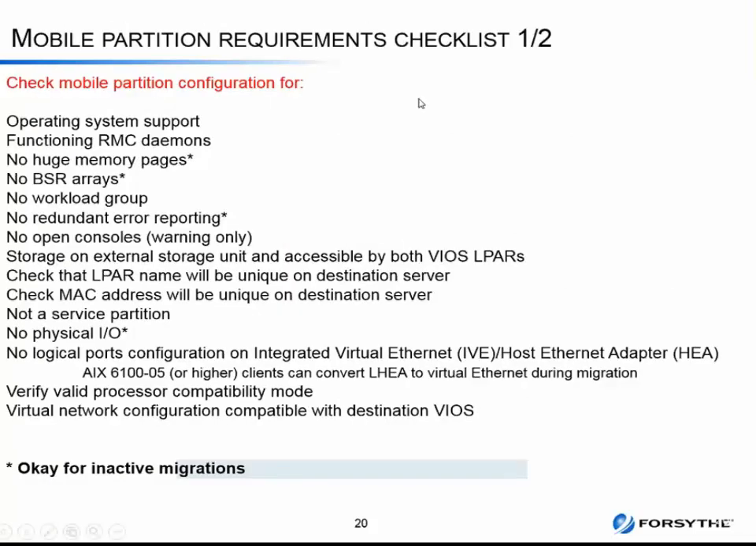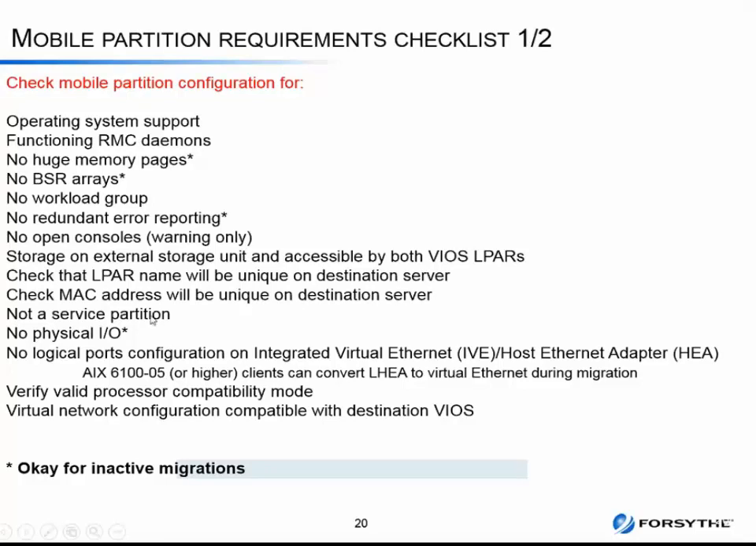For the actual partition that's being moved, there's a whole bunch of things to check, and you'll check these in the actual configuration. Obviously, the operating system level, whether you've got RMC daemons. The things that I have asterisks by, the huge memory pages, etc., you cannot use active migration for LPARs with these. However, you can do an inactive migration. So if you have these and you're using them, which I've never seen them used, but if you are, then you will have to use inactive migration. So these are all some of the things that you need to check.